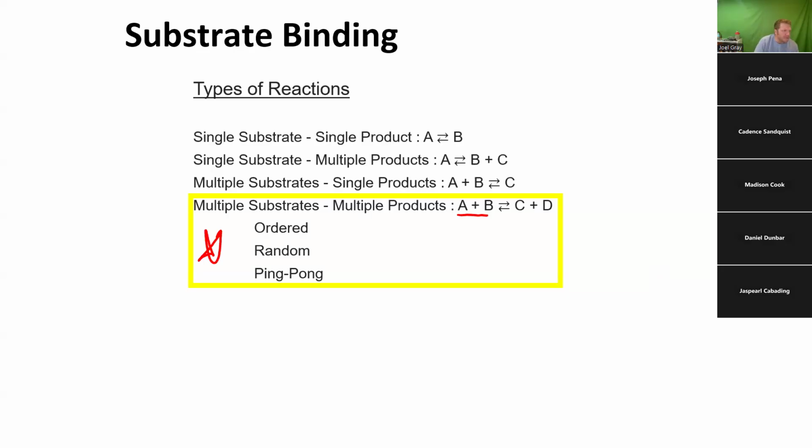So A and B go to C and D. That's the model that we already kind of saw. Now, the different outcomes from this are going to be, well, it could be ordered, random, or ping pong. Ordered, random, or ping pong all relate to the binding and release of our substrates and our products.